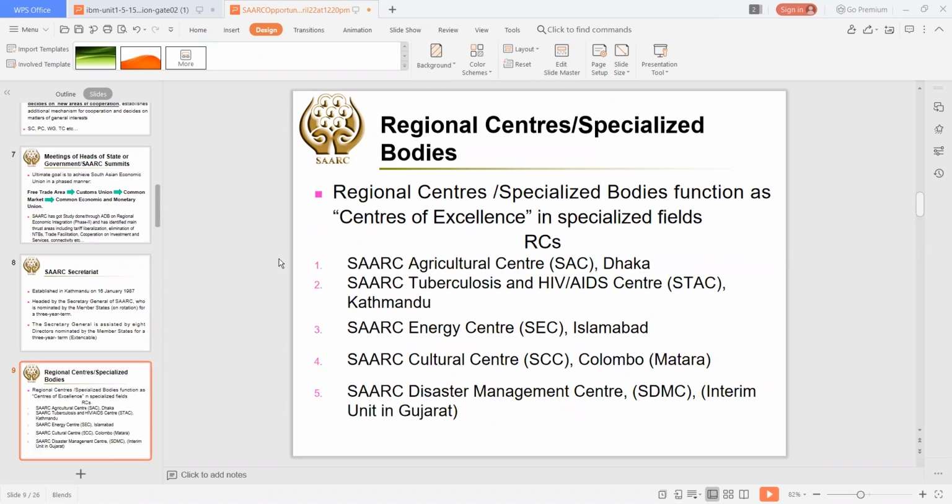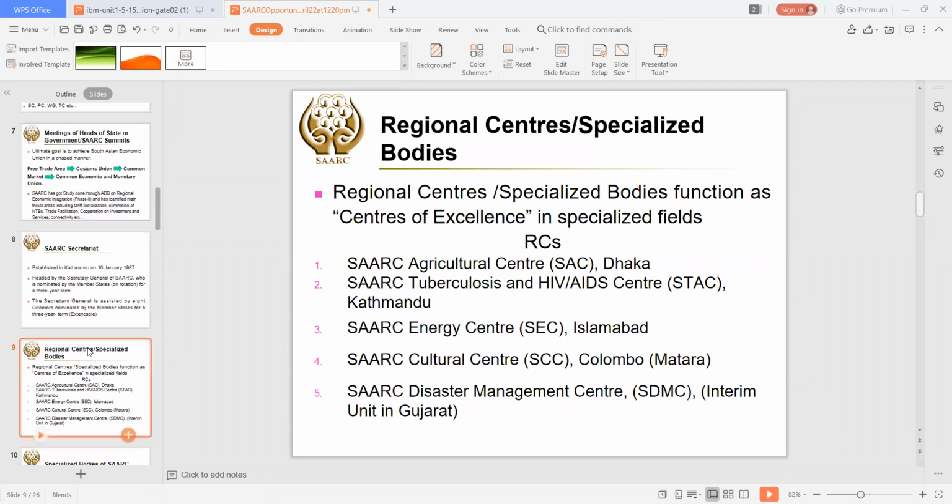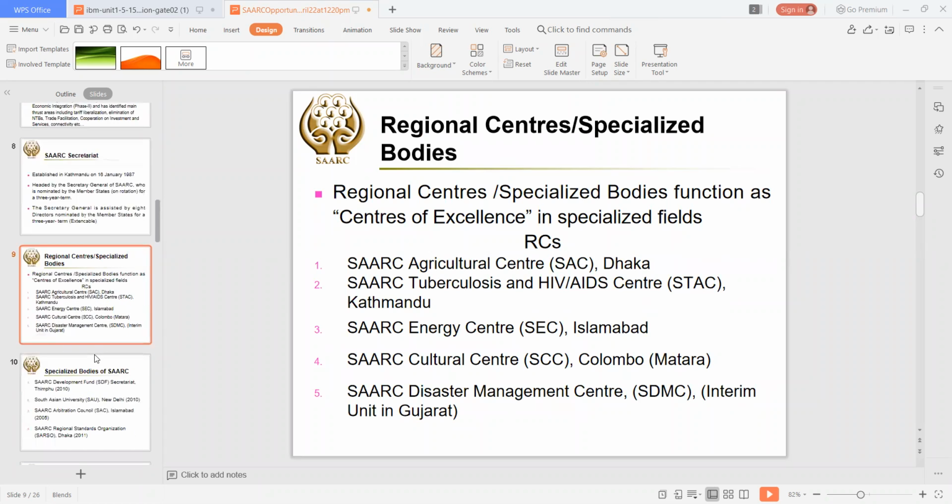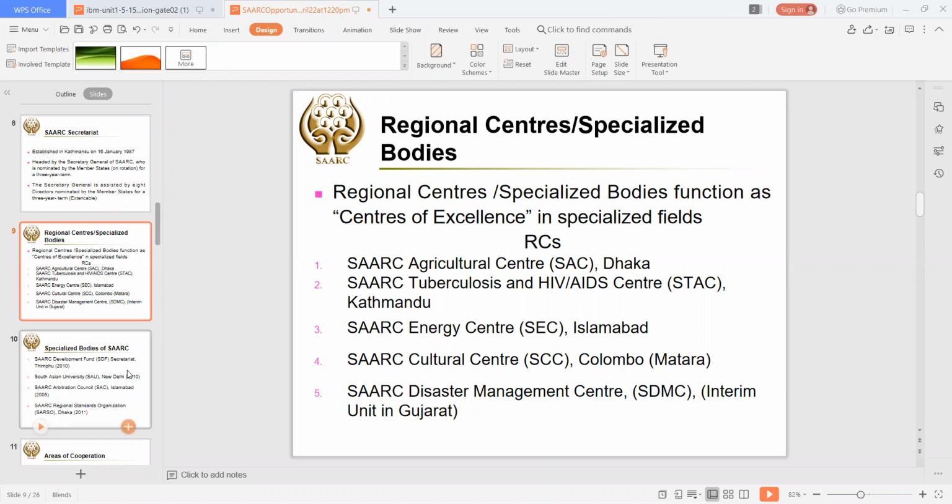So these are the regional centers, specialized bodies. Centers of Excellence in specialized fields: SARC Agricultural Center, Dhaka; Tuberculosis and HIV/AIDS Center, Kathmandu; Energy Center, Islamabad; Cultural Center, Colombo; Disaster Management Center, Interim Unit in Gujarat; STMC. So these are the areas.